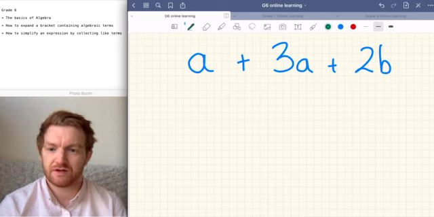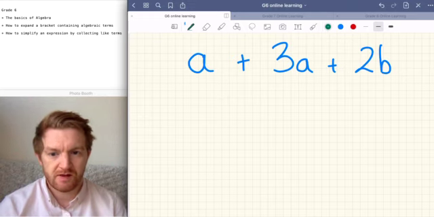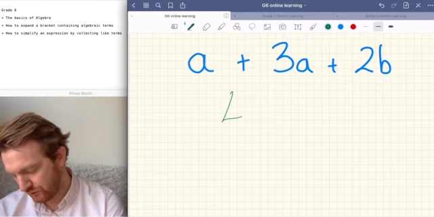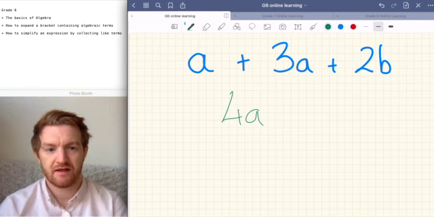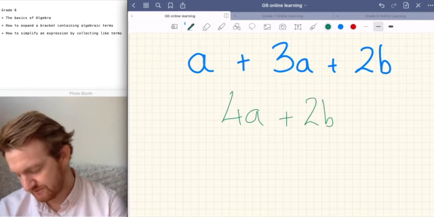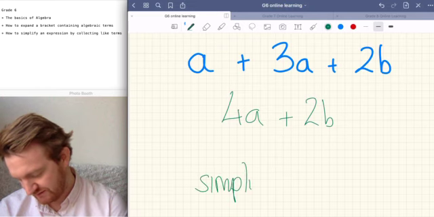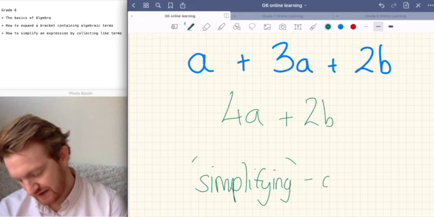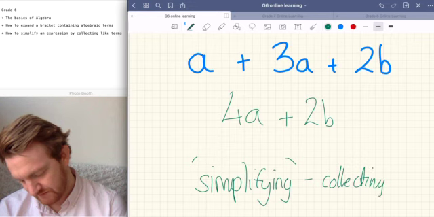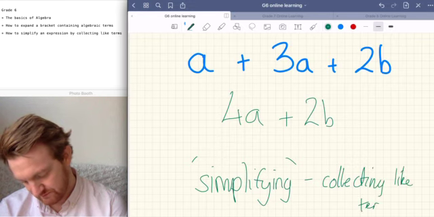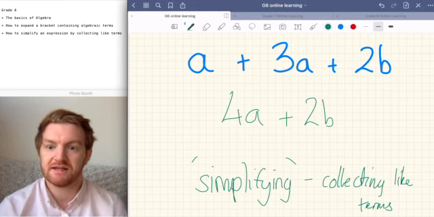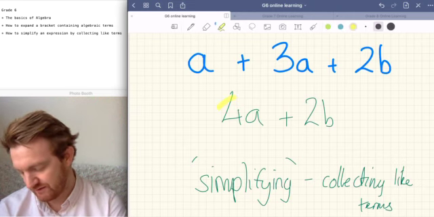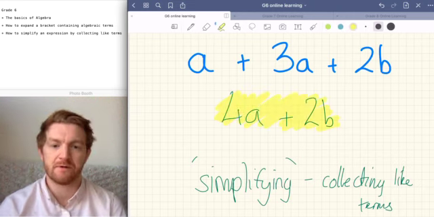What about if we saw an expression like this today? Well, we can see we've got an apple, 3 apples, and 2 bananas. No one says that in the real world. But you could say, well, I've got 4 apples altogether. 1 apple plus 3 apples. And then you've got 2 bananas. This process is called simplifying. Sometimes it's called collecting like terms. Like as in the things that are like each other. We put the apples together, they're like. We don't put the bananas with the apples. So our answer would be 4A and 2B if we were asked to simplify.